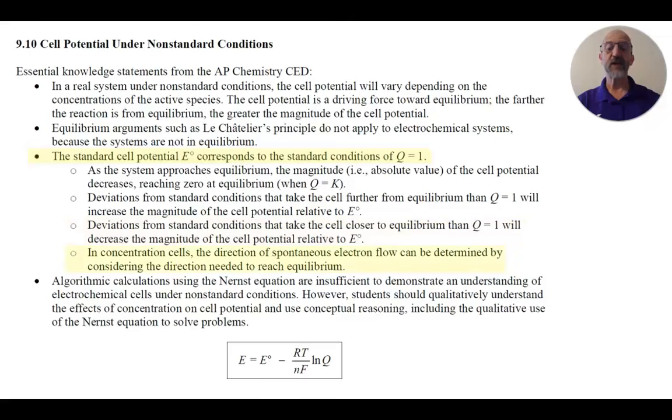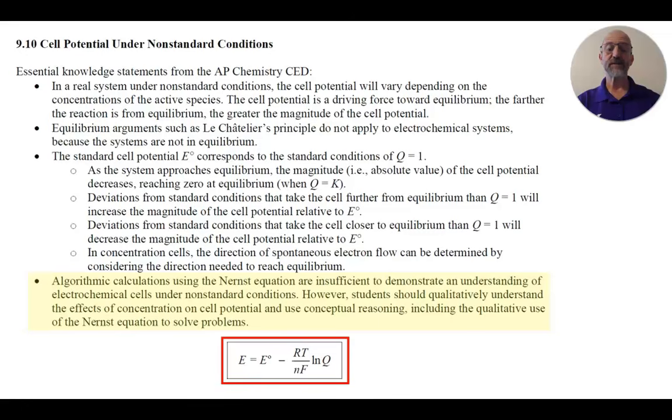And in concentration cells, the direction of spontaneous electron flow can be determined by considering the direction needed to reach equilibrium. Algorithmic calculations using the Nernst equation are insufficient to demonstrate an understanding of electrochemical cells under non-standard conditions. However, students should qualitatively understand the effects of concentration on cell potential and use conceptual reasoning, including qualitative use of the Nernst equation to solve problems.